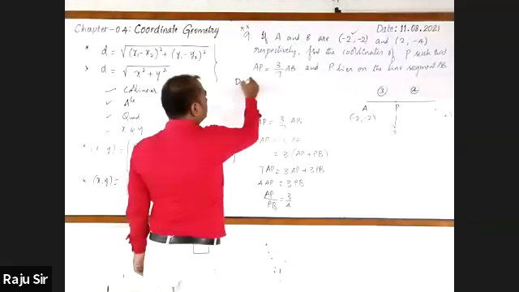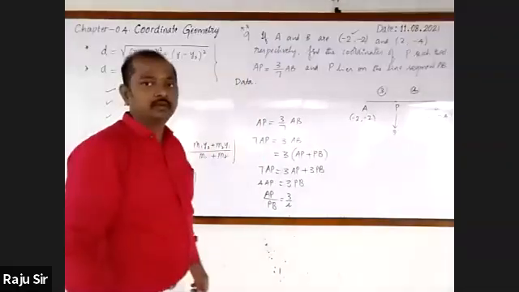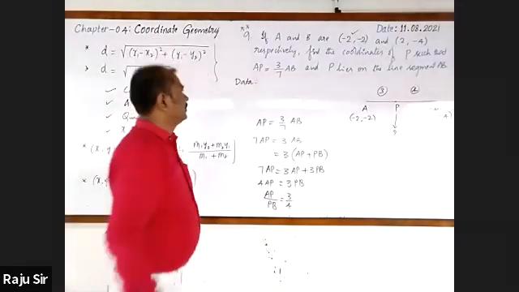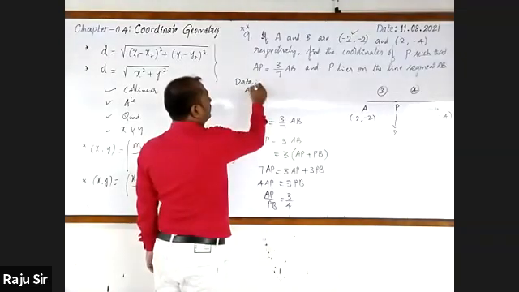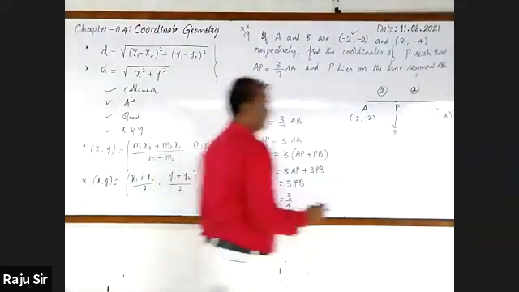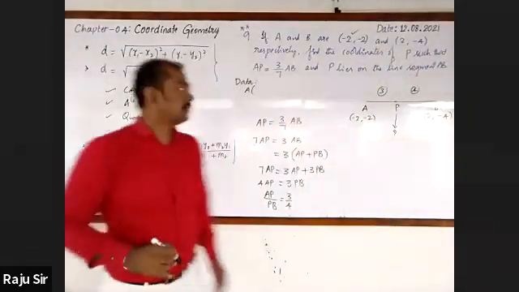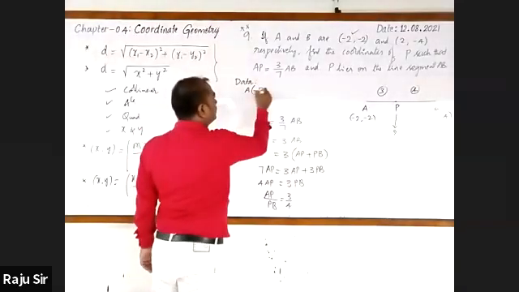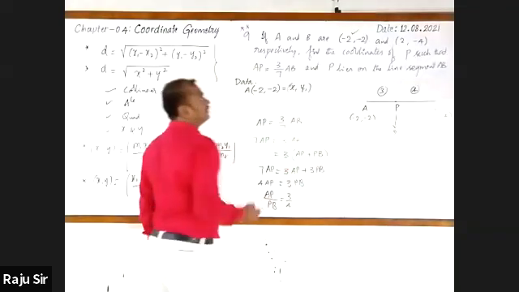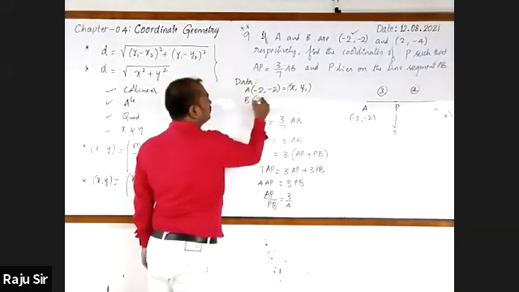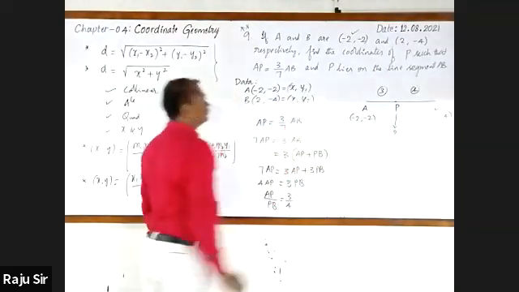Start writing with me. Today date 12, sir. Data. Yes, how much you got? Sir, today date 12. Sir, today date is 12, sir. Right. A of -2 comma -2. I take this as x1 y1. Next, B of 2 comma -4 as x2 y2.